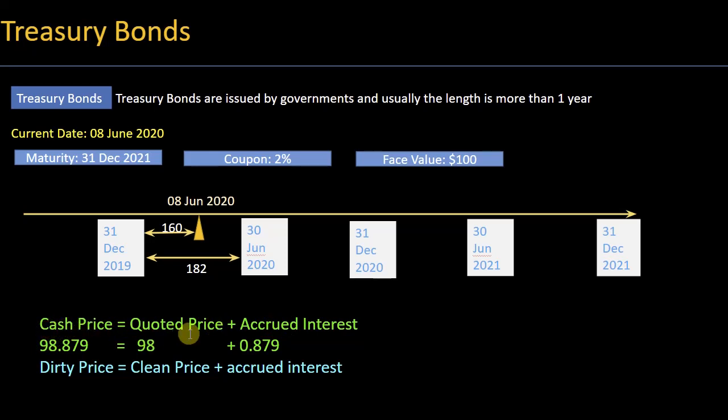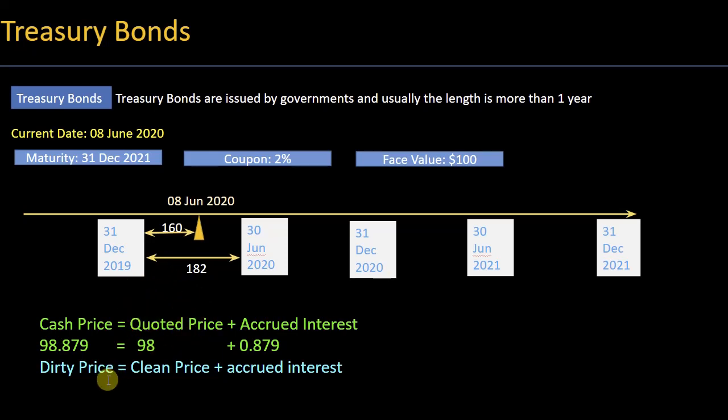So the quoted price is also called the clean price of a bond, and the cash price is called the dirty price of a bond. So dirty price equals clean price plus accrued interest. So traders normally use the quoted price of a bond.